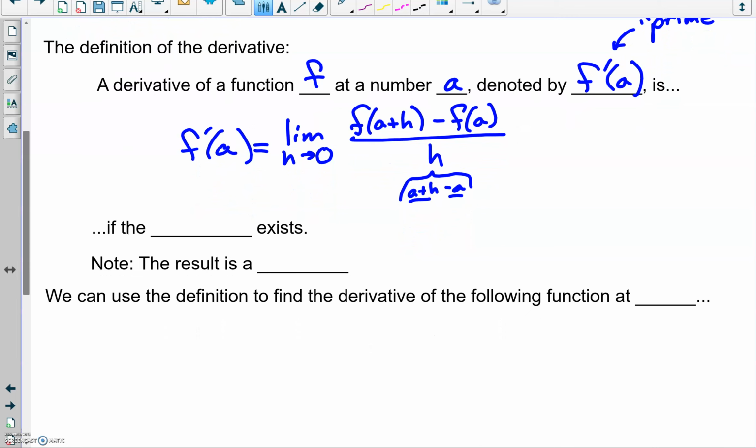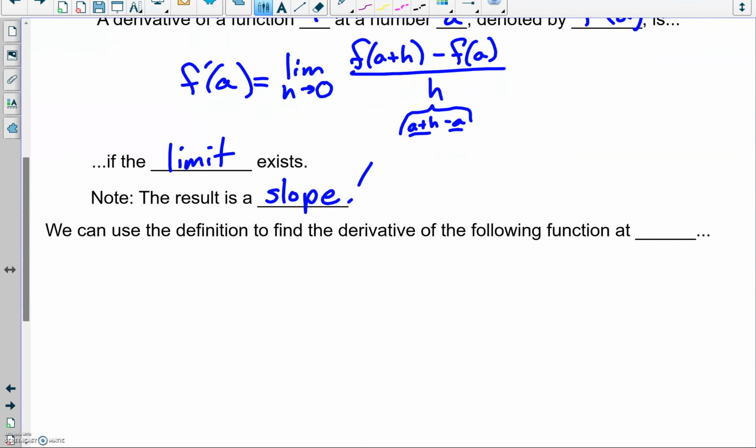So you do all this if the limit exists. If the limit doesn't exist, well, then you have issues. So note that the result is a slope. I know I've said this a couple of times, but this is one of the most important things that I want you to take away from this derivative concept. Derivative is a slope. The derivative is a rate of change. It's just at an instant instead of an average.